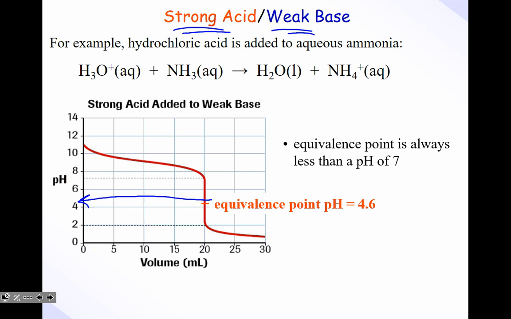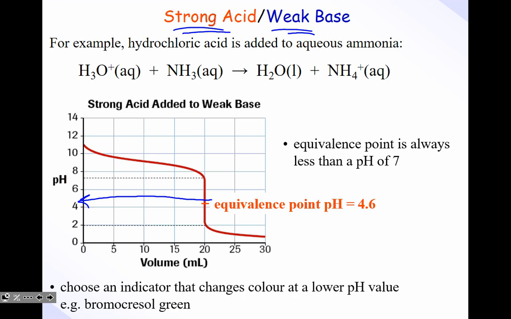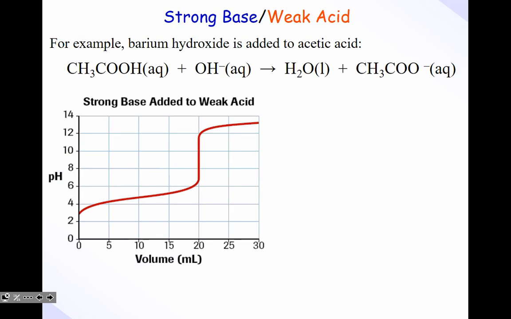So the equivalence point is always less than a pH of 7. Choose an indicator that changes color at a lower pH value. Example, bromocresol green, because it is going to change at a different pH than something that has an equivalence point of a pH of 7, for example.